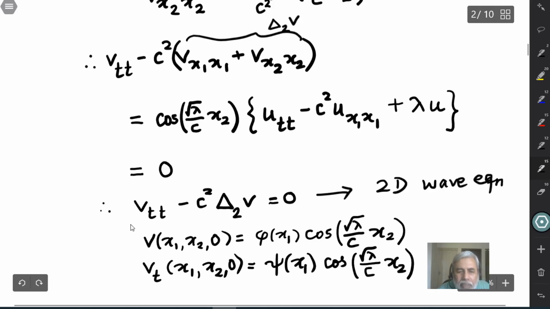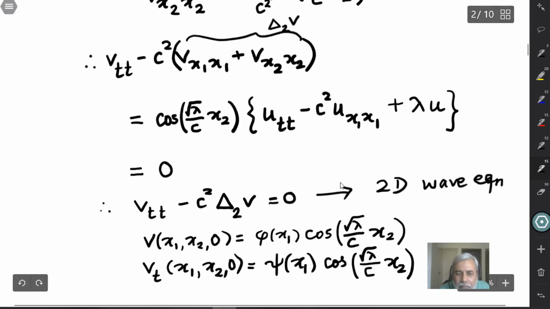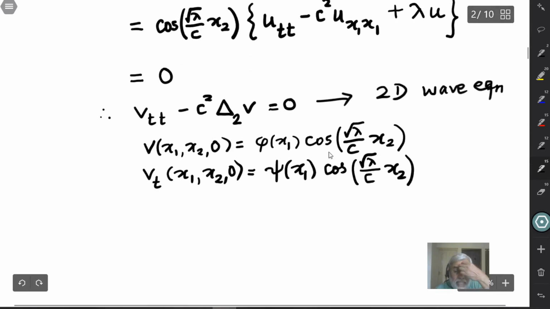Okay, so what about the initial conditions? They are also very easy to compute. Only x2 appears in this factor, there is no t there. So u at x1, 0 is just phi of x1, and u sub t at x1, 0 is psi of x1, and that just multiplies by this cosine factor.